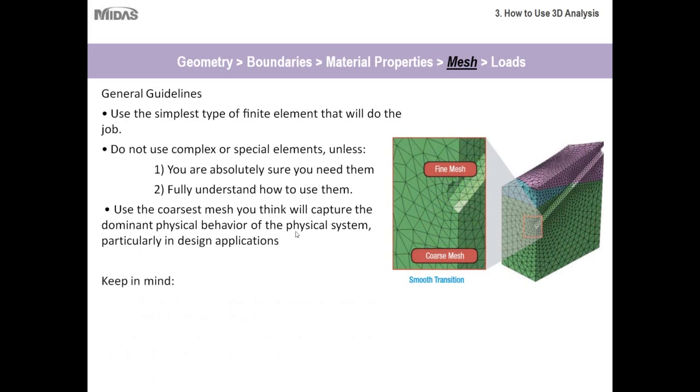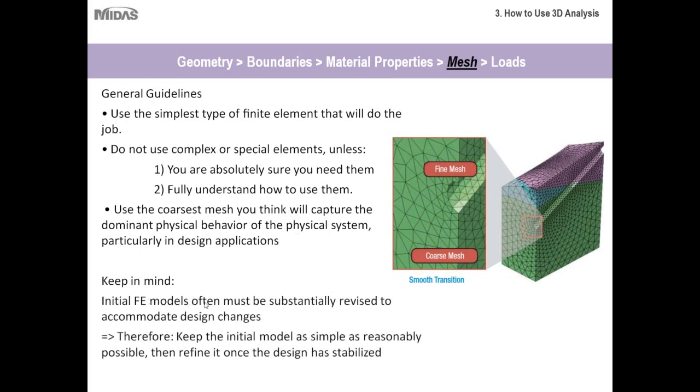Okay, some other things to keep in mind. Initial finite element models often must be substantially revised to accommodate design changes. So when you're creating your first model for your project, it's always a good rule of thumb to keep it simple. I'm sure you're all familiar with this process: later on as a project develops and you get more information, certain things need to be changed or added. Your model will be changing as you draw closer to your deadline. So keep your model simple at the beginning, and then later on, as you receive more information about the project, make it more detailed. That's another important thing to keep in mind.